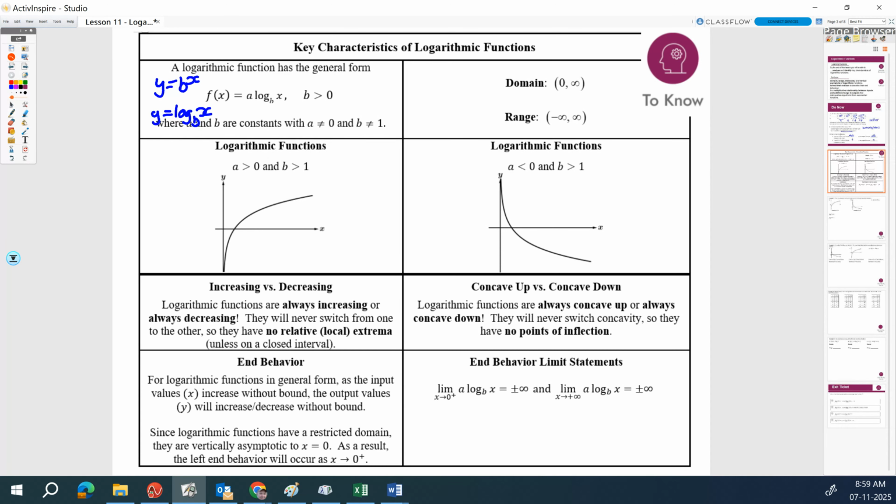If b is negative, the function is going to bounce up and down for integer values, and for non-integer values, you're going to be trying to take a root of a negative number, which is not possible, which is why b cannot be negative.